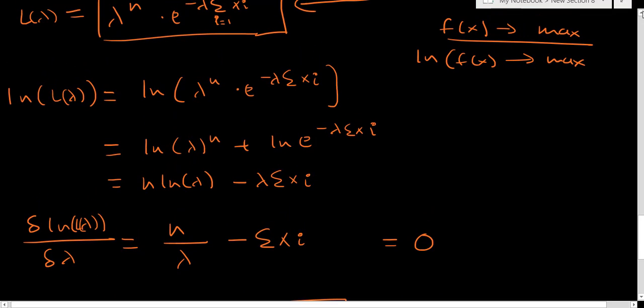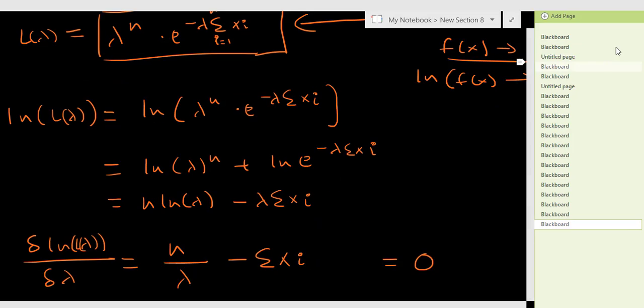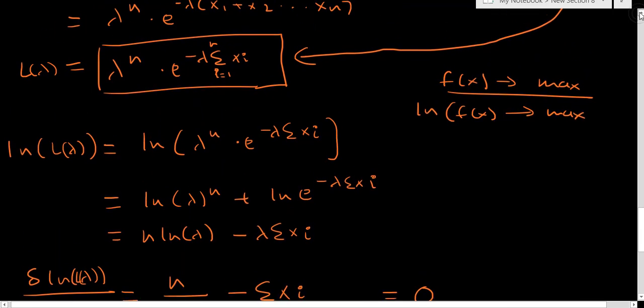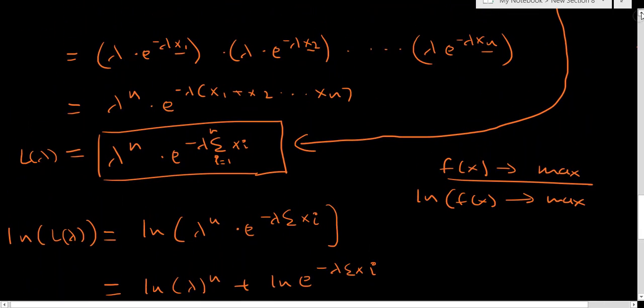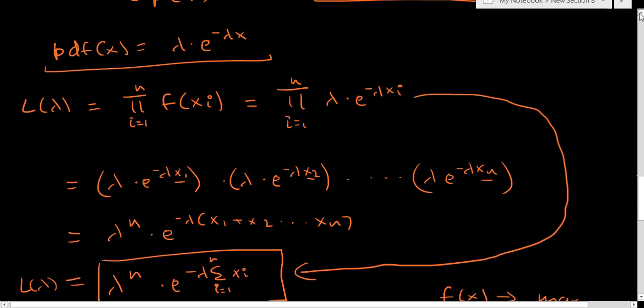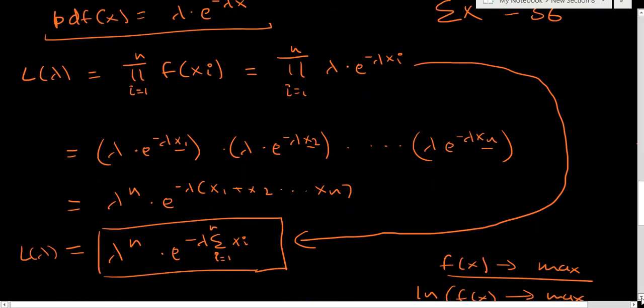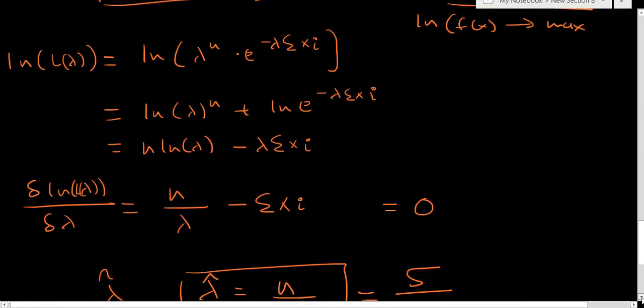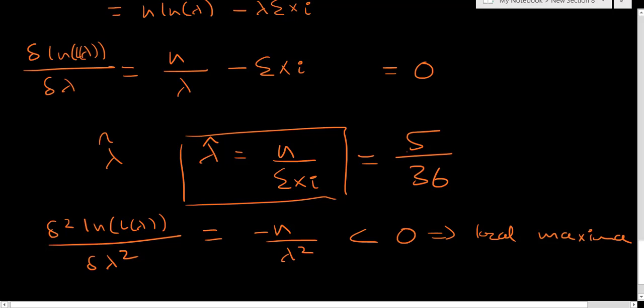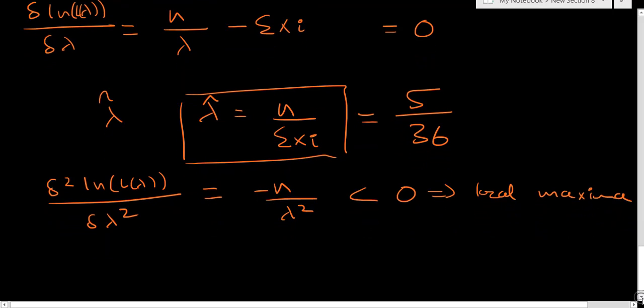I've given you a sample. Wait, let me check. Yeah, I have given you this sample. So if I add up these values, they add up to 36, and there are 5 values. So sigma x is basically the sum of all these, that is 36, and there are a total of 5 values. So your value for lambda cap, that is the estimate of lambda, is just 5 by 36. So this was your first example.